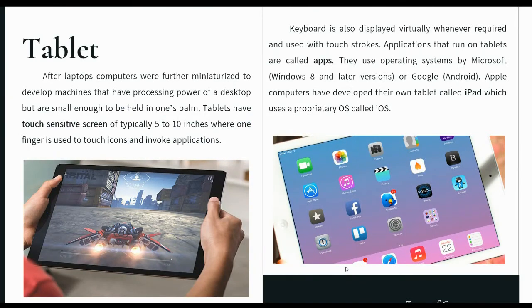Tablets. After laptops, computers were further miniaturized to develop machines that have the processing power of a desktop but are small enough to be held in one's palm. Tablets have a touch-sensitive screen of typically 5 to 10 inches, where one finger is used to touch icons and invoke applications. Keyboard is also displayed virtually whenever required and used with touch strokes.